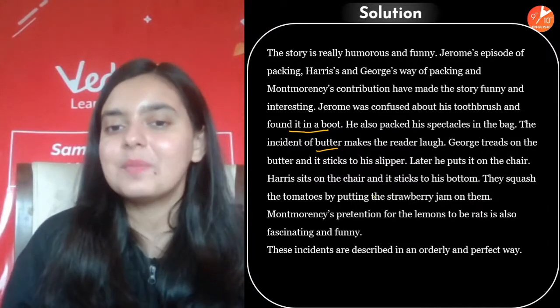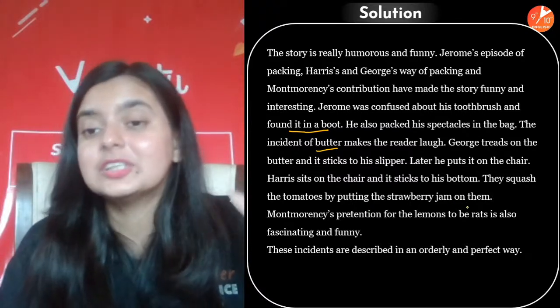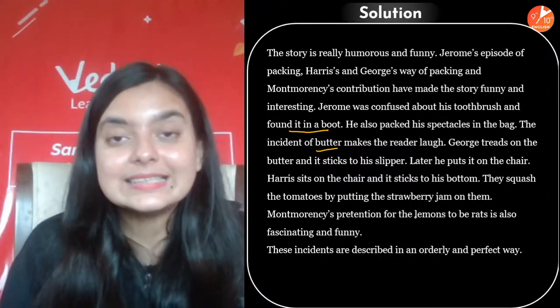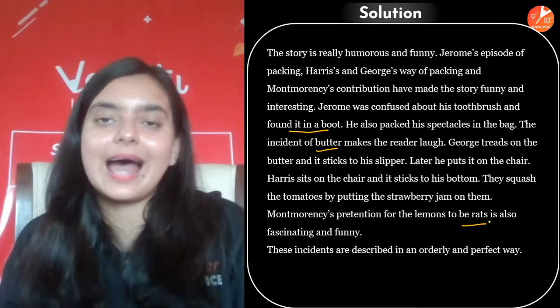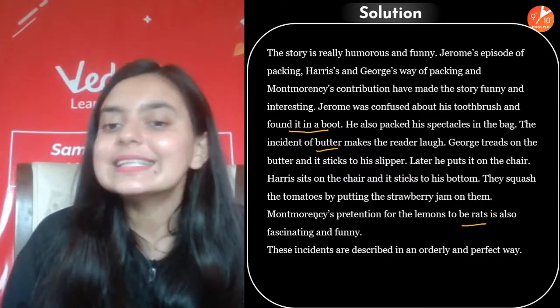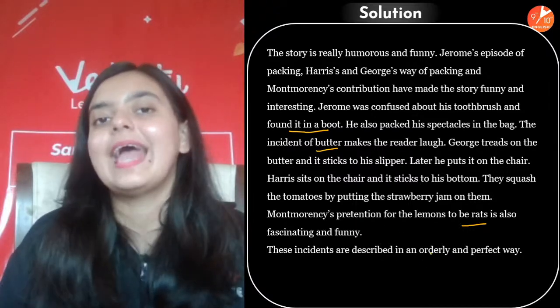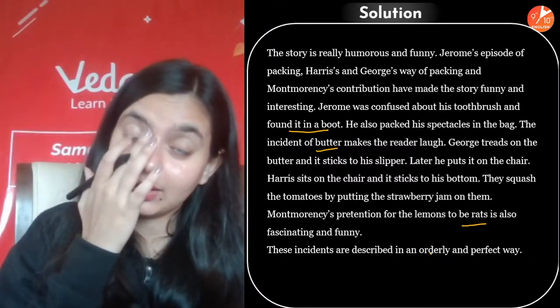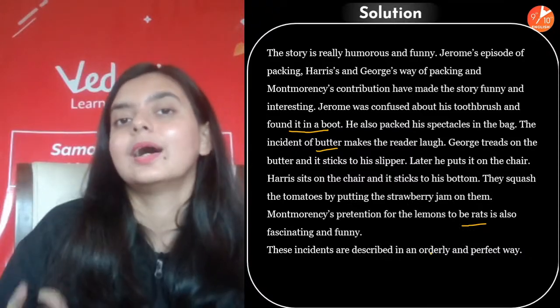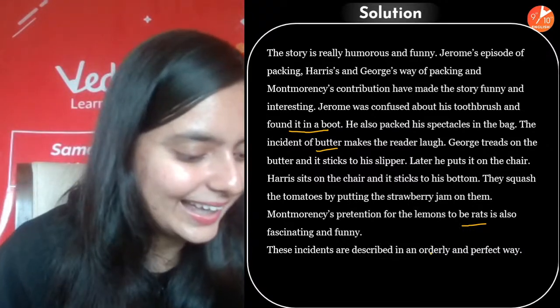So they squash the tomatoes by putting the strawberry jam on them. Then Montmorency's pretension for lemons to be the rats, which I just now described, that is also fascinating and funny. So these incidents, the description of these incidents in a perfect and orderly way, at appropriate places, adding to the fun and the comedy, right?